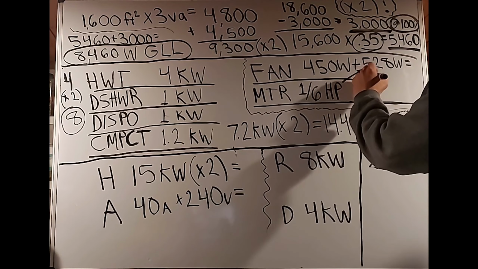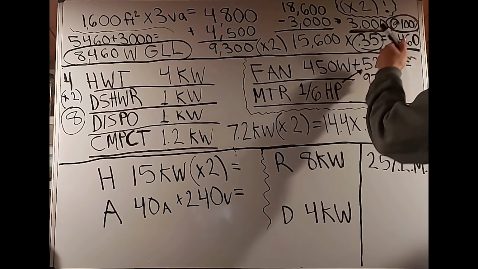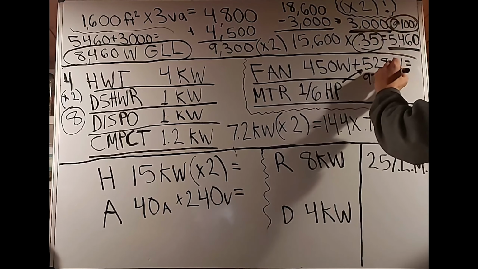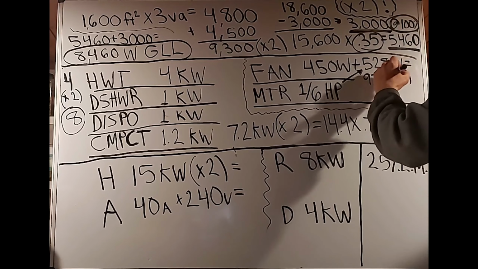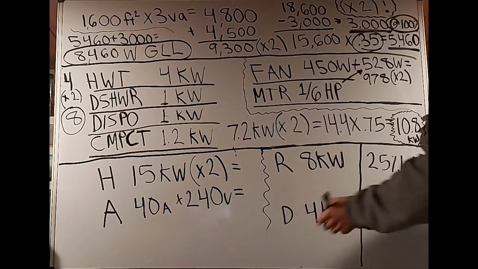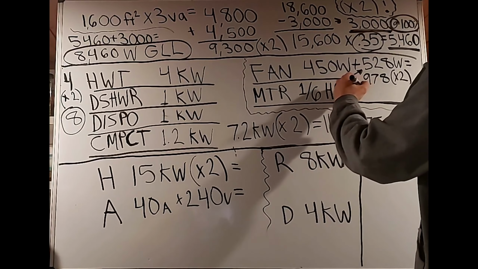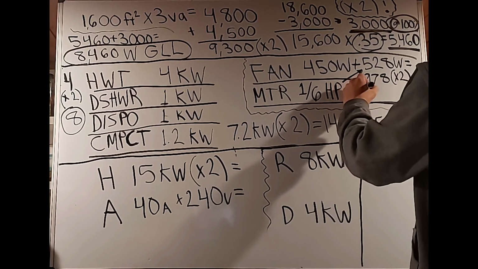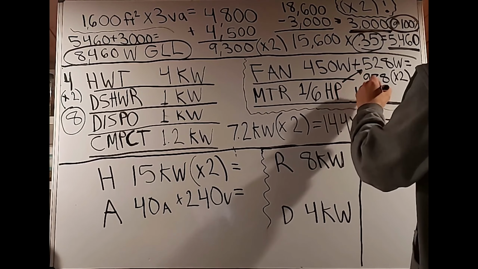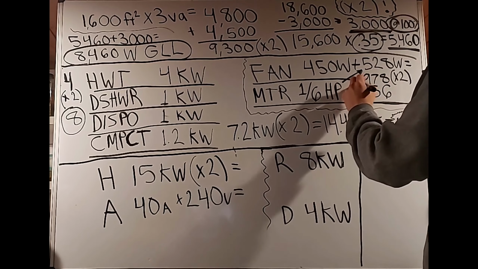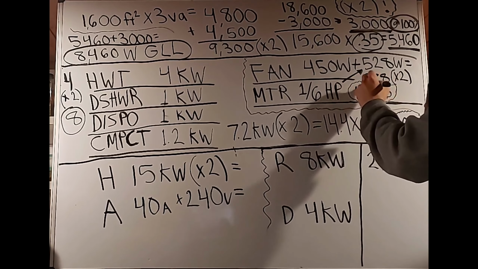That gives us 978, and then remember, we have 2 units. We're multiplying everything by 2, so we have to multiply that by 2. Of course, this doesn't have any demand factors. So after we multiply it by 2, we have our total answer for this section, and that is 1,956.